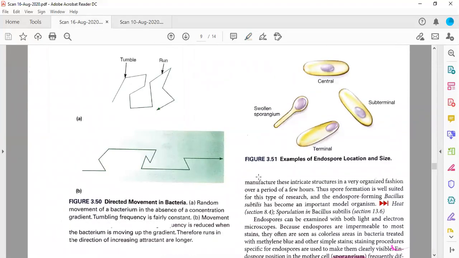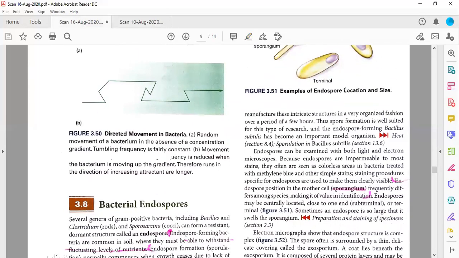There is also a structure given in Prescott. Depending upon the position of the endospore, it can be central, subterminal when present towards one end of the bacterial cell, terminal when present at the end or pole of the bacterial cell, or a swollen sporangium, which means the spore-bearing part has a swollen appearance. So depending upon their position, endospores can be categorized into four types.